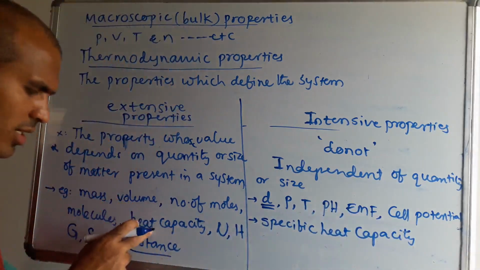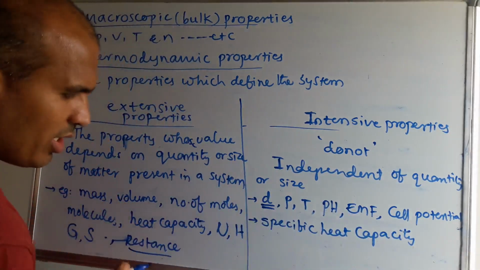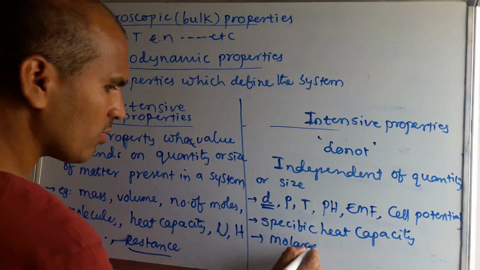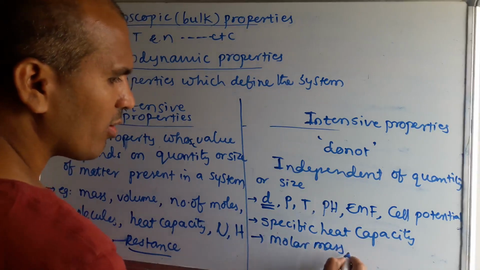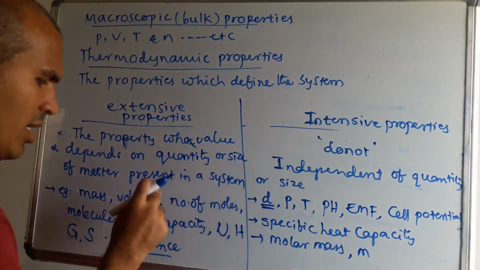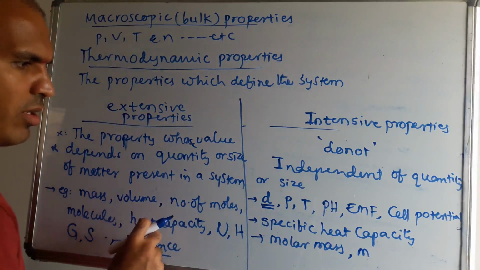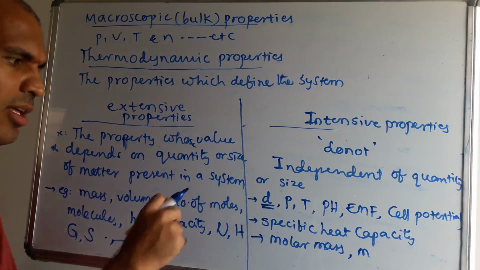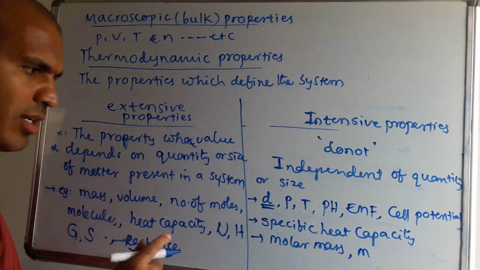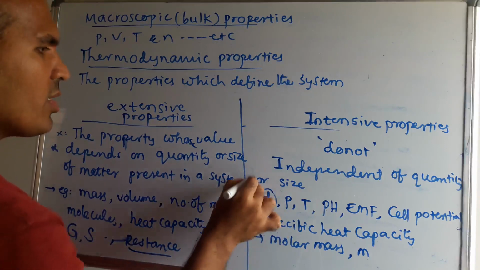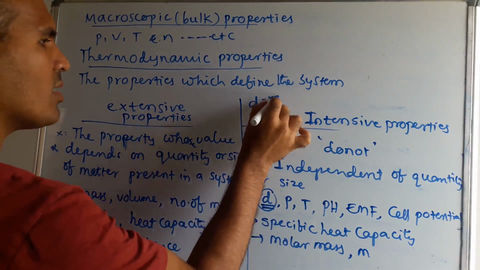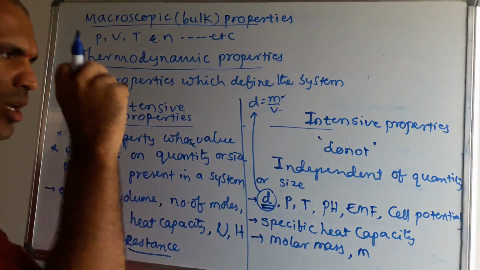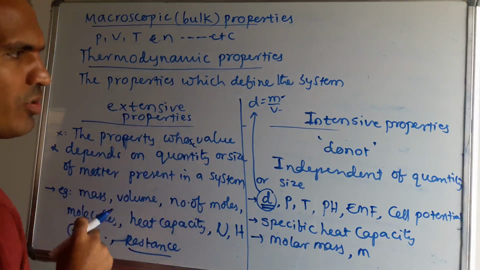Now here, heat capacity is there. Here, what is there? Specific heat capacity. Here mass is there. Here, what is there? Molar mass or molar volume. For any extensive property, if you add molar or specific, then it becomes an intensive property. Otherwise, the ratio of two extensive properties becomes an intensive property. Because what is the density formula? Mass by volume. Mass is an extensive property, and volume is also an extensive property. The ratio of these two becomes an intensive property.